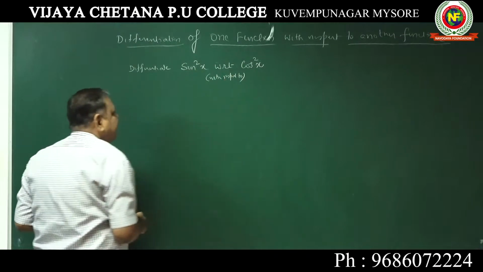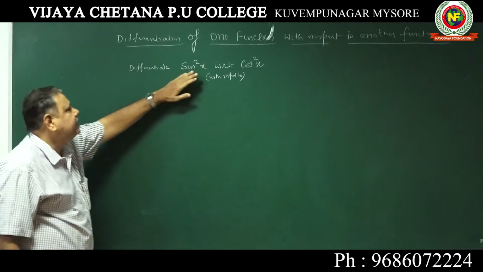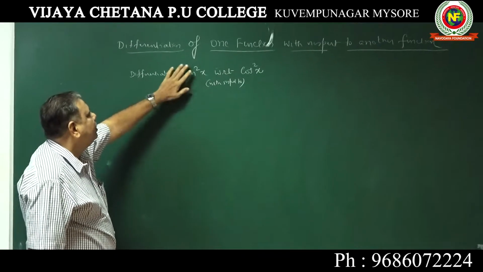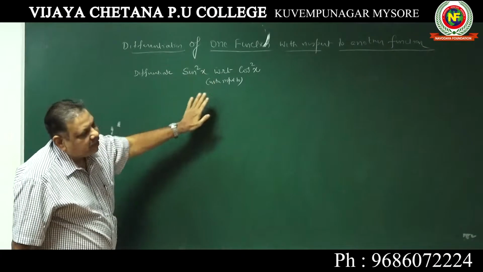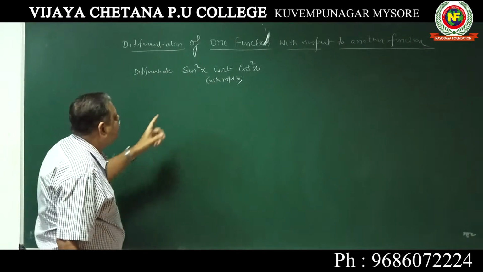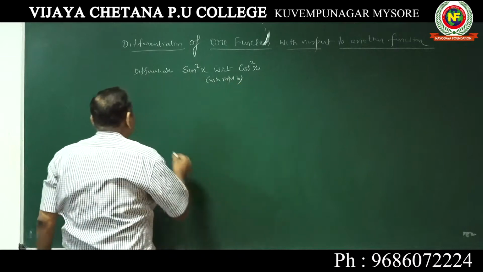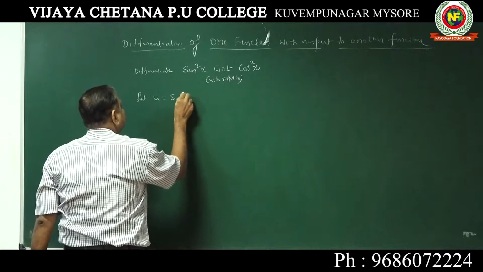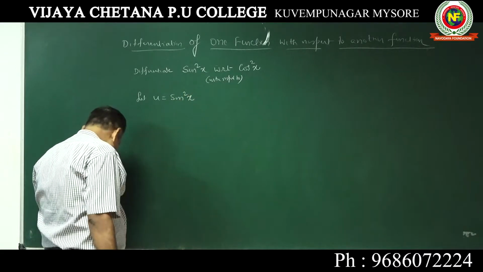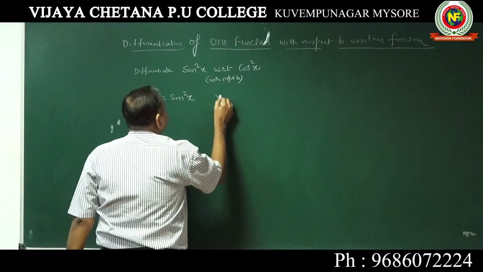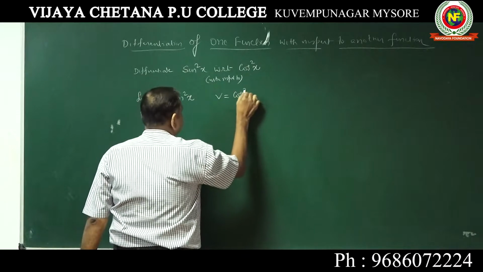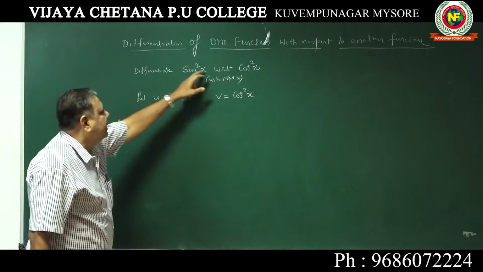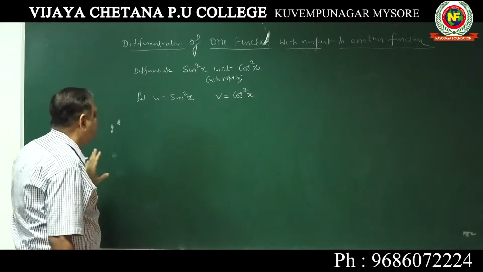Two functions are there, and if it is only sin square x with respect to x, you know how to differentiate. Chain rule you have to use: 2 sin x into differential quotient of sin x, cos x. That's all. But here two functions are involved. Let u is equal to sin square x. Take another function v is equal to cos square x.